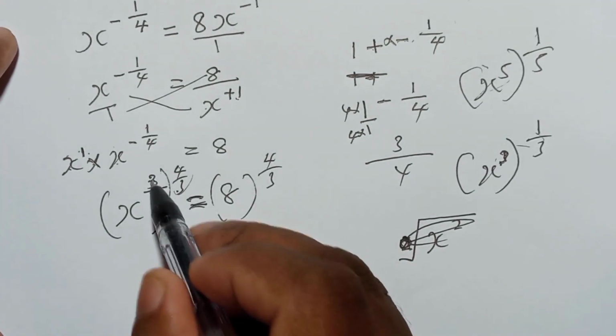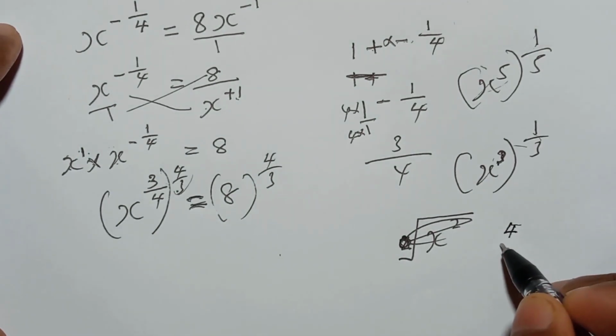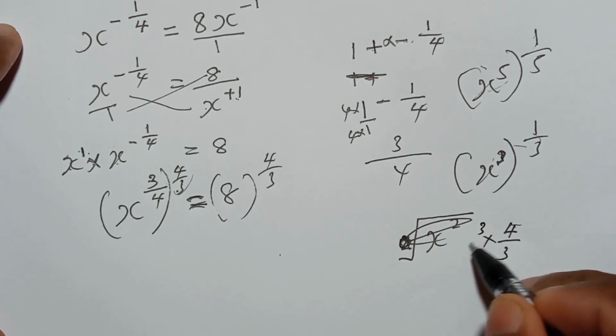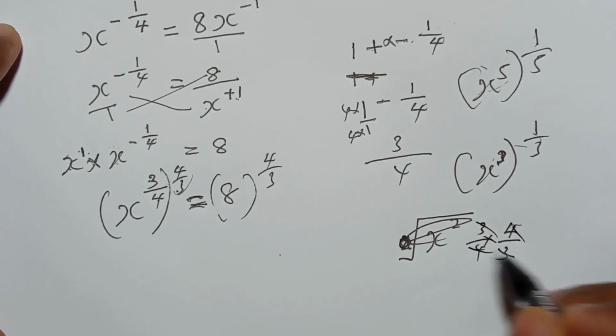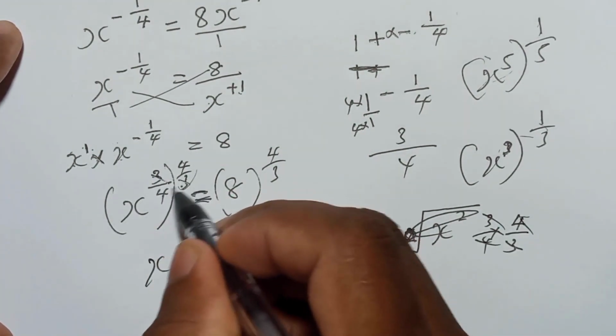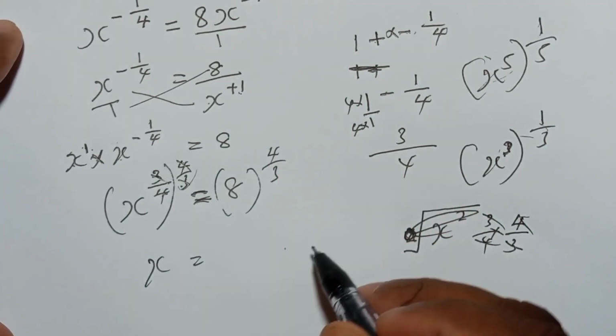Now when you multiply 3 over 4 with 4 over 3, I don't need to show you, right? 4 over 3 multiplied with 3 over 4, the 3 cuts, the 4 cuts, that means 1. So basically here it will be just x, right? This cuts with this, this cuts with this, 1. Now we need to simplify further, right?